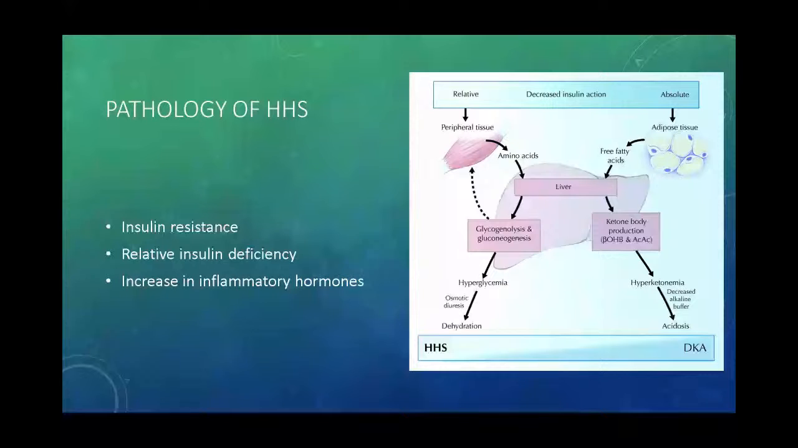So some of the pathology, as I kind of mentioned before, there's this two-hit system of you have insulin resistance and then a relative insulin deficiency. And so commonly what happens is, while there is some insulin that's being produced, it's basically enough to prevent the breakdown of any lipids or fat cells to form free fatty acids or ketone bodies. But it's not enough to prevent the hyperglycemia.